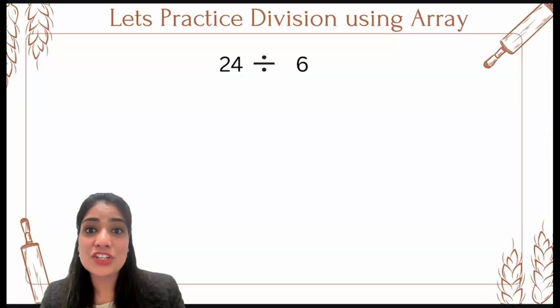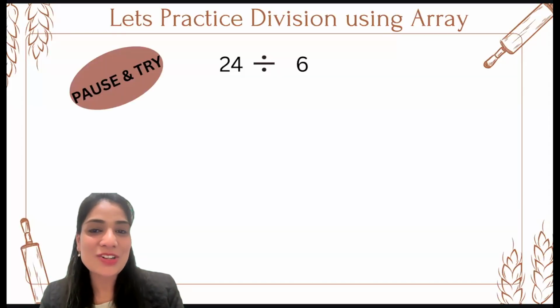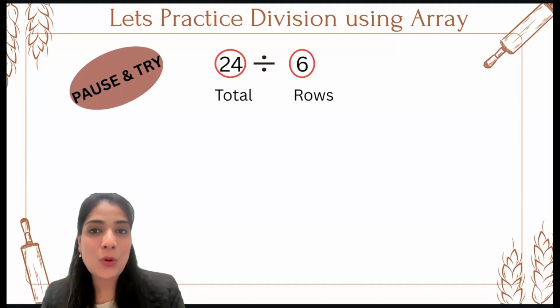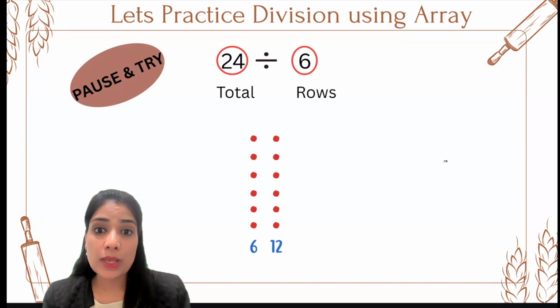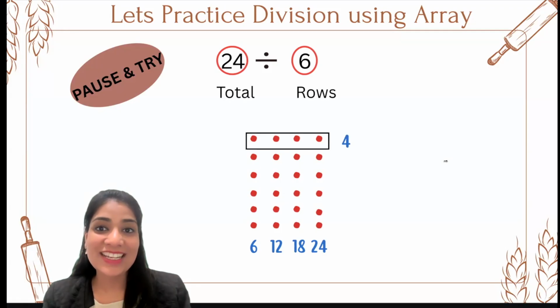Let's practice division using an array. Do pause and try yourself. Let's continue. So we have 24 total. And how many rows? 6 rows or 6 groups. Let's place 1 item in each row. So there will be 6 items. Now let's place another 6 items in the rows. How many? 12. So on 18 and 24. All the items are over. How many items in one row? 4. So 24 divided by 6 is 4.